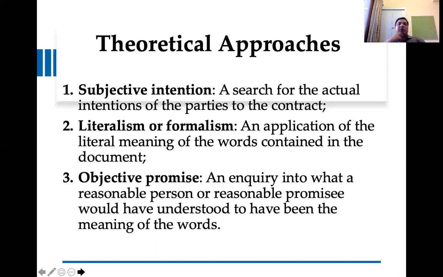Second is the literalism or formalism approach, an application of the literal meaning of the words contained in the document, irrespective of what the party's subjective intention was. So the golden rule of interpretation is that you just look into the ordinary meanings of the language and try to apply them. The third is the objective promise approach, an inquiry into what a reasonable person or the reasonable promisee would have understood to have been the meaning of the word in a particular context.